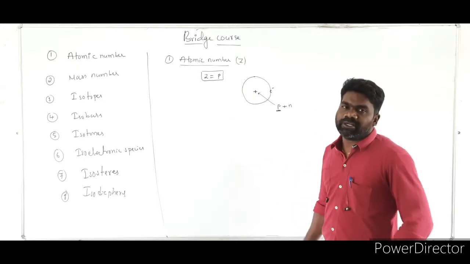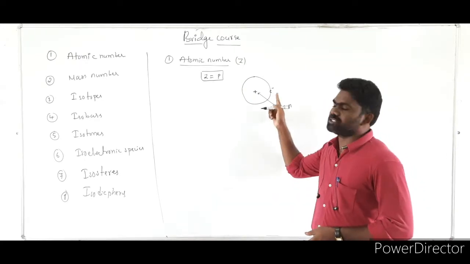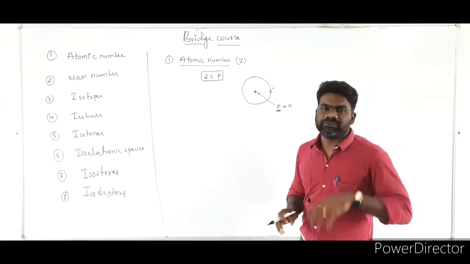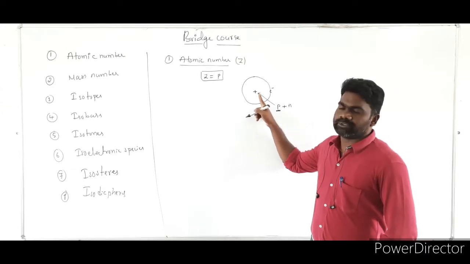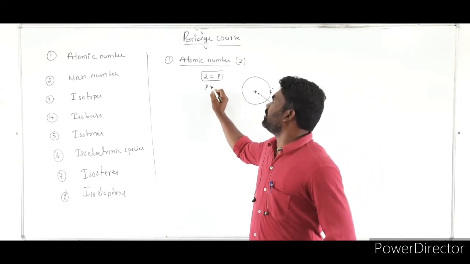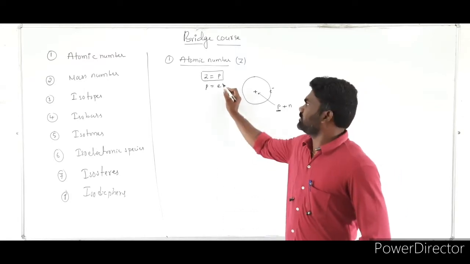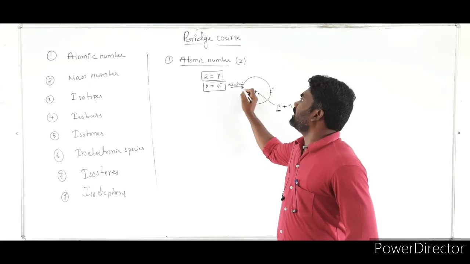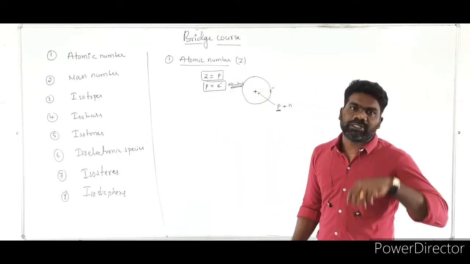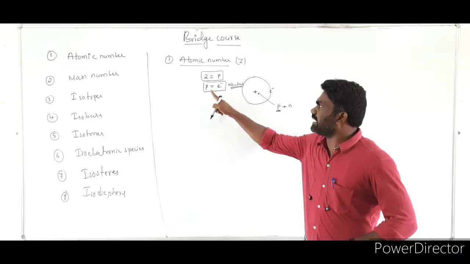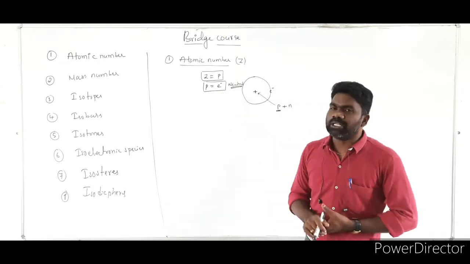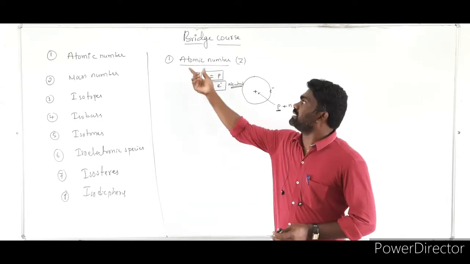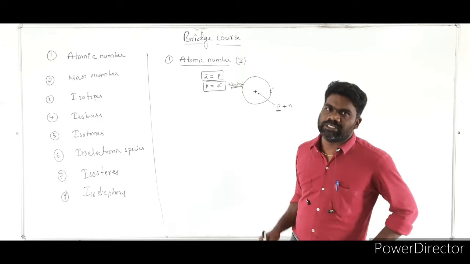Apart from it, we can define atomic number by taking electrons also. But the condition is the atom must be in a neutral condition. We should not take an ion; ion means we remove electrons. In a neutral atom, the number of protons is equal to the number of electrons. So we can define the atomic number as the number of electrons present in a neutral atom. Two definitions, we can take either.